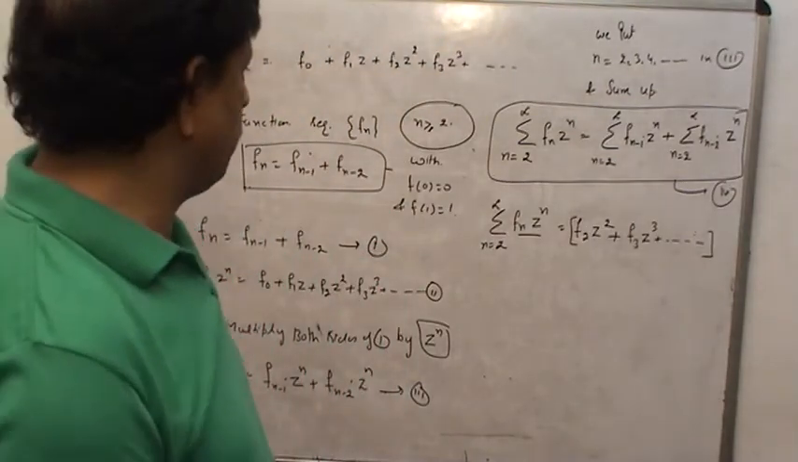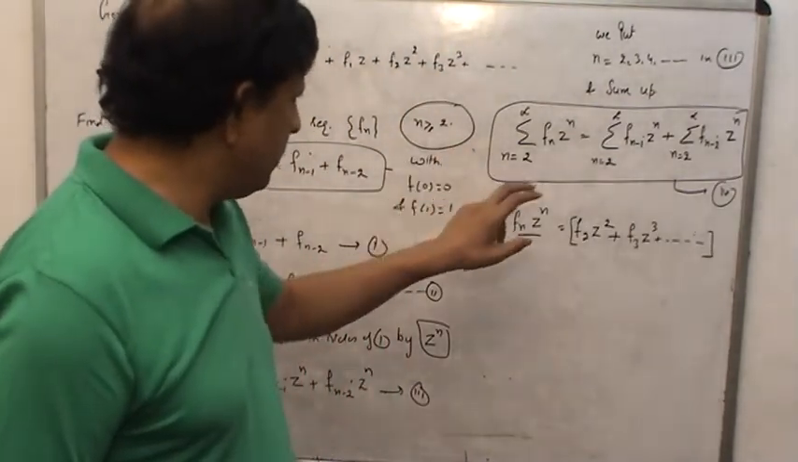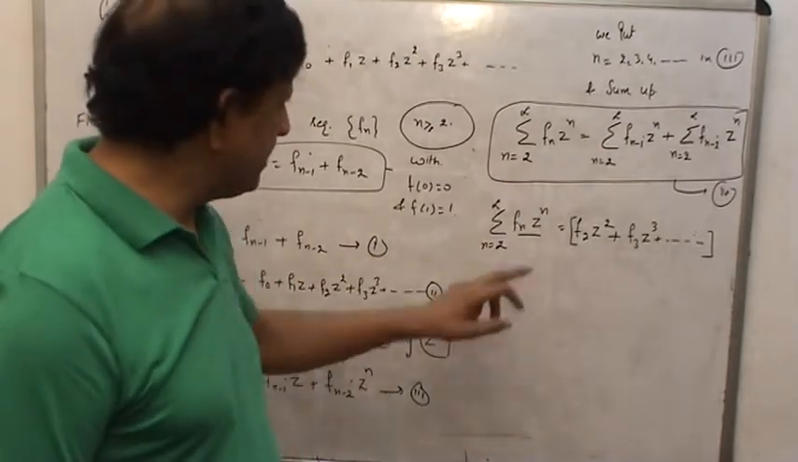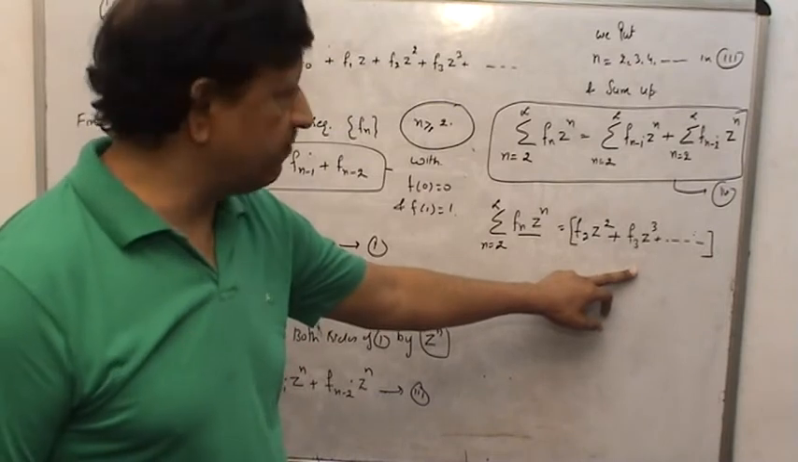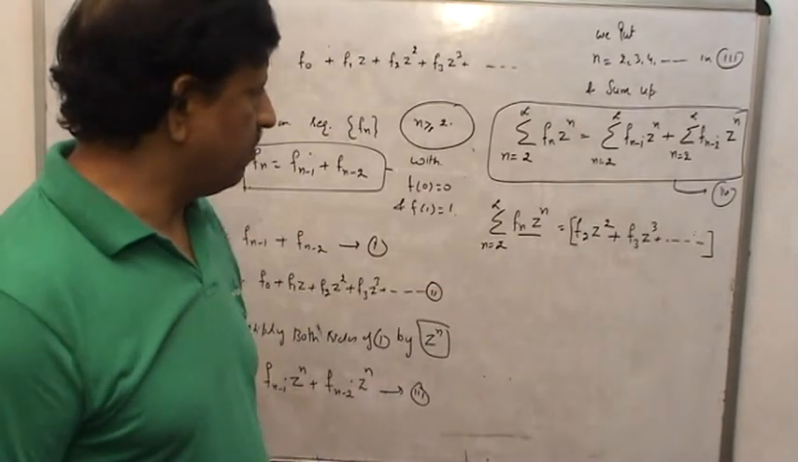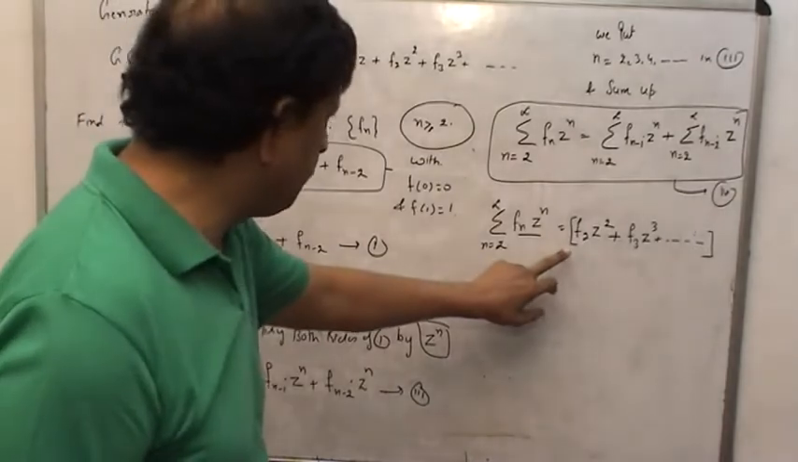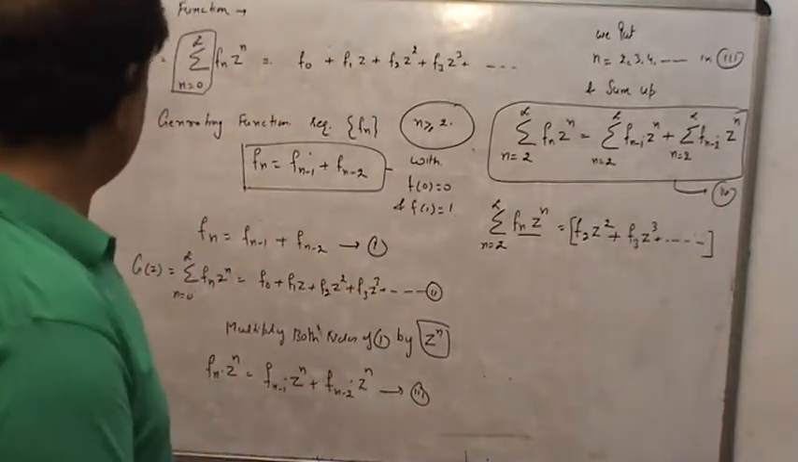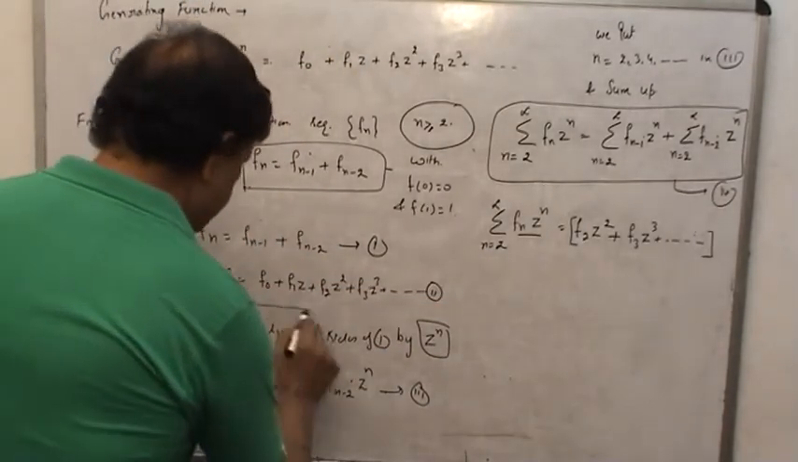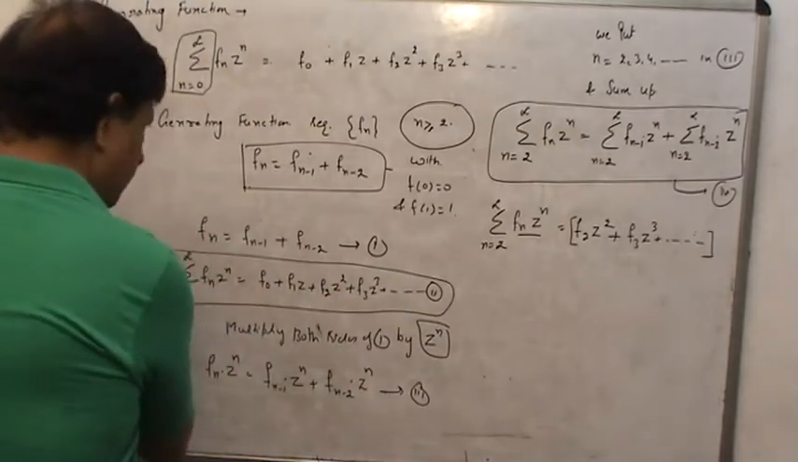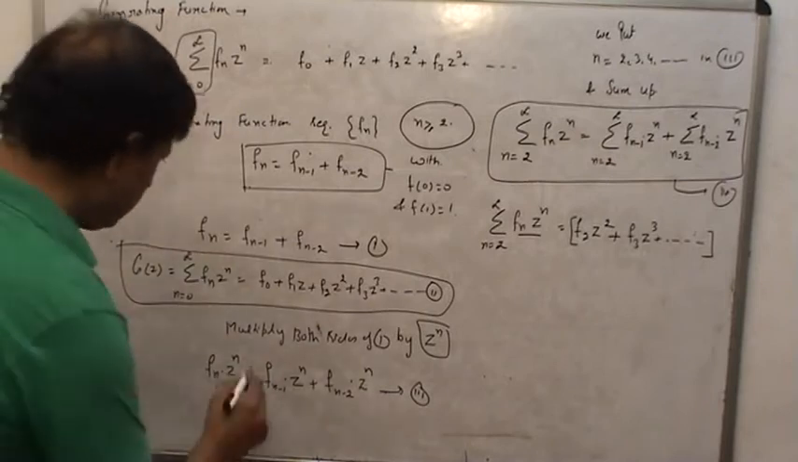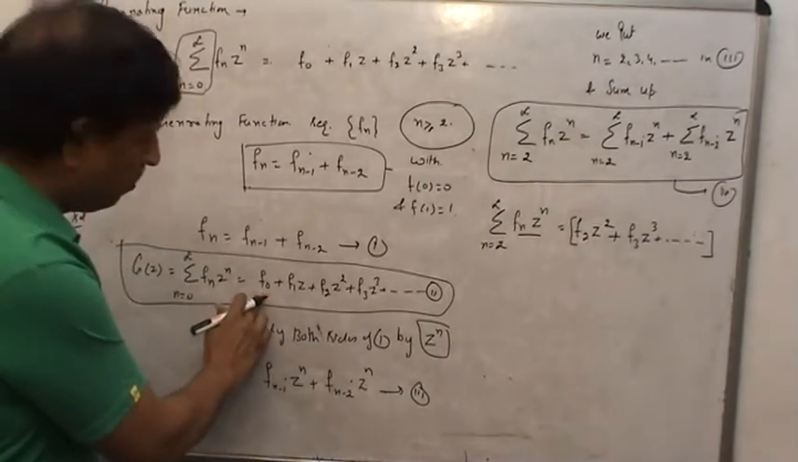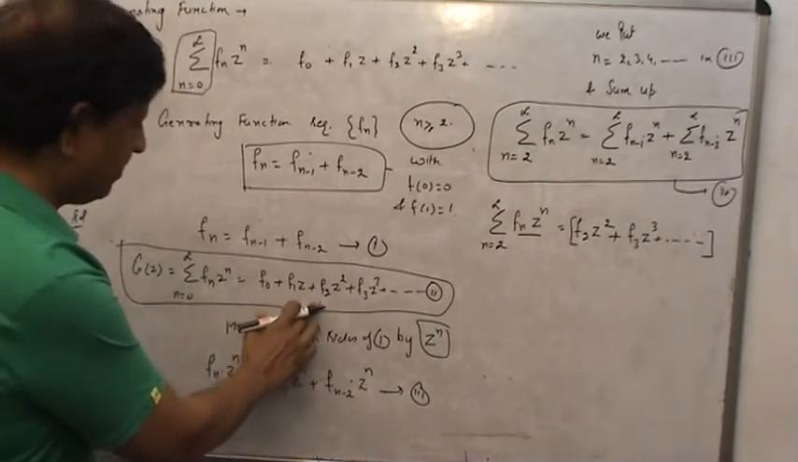Yes, we discussed previously. Each term is itself a sequence. Now we compare this with the generating function here in number 2. What is the difference? We see it starts from f0, f1z, then this.